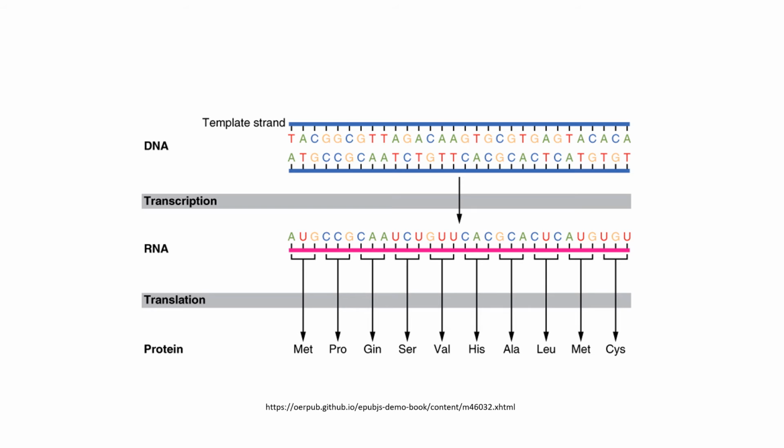It starts off TAC, GGC, GTT, and so forth. And you notice I am grouping the bases as I say them in groups of three, because it turns out that the four letters are used to make three-letter words, and those specify the order of the amino acids. How does this happen? Well, the first part is called transcription.